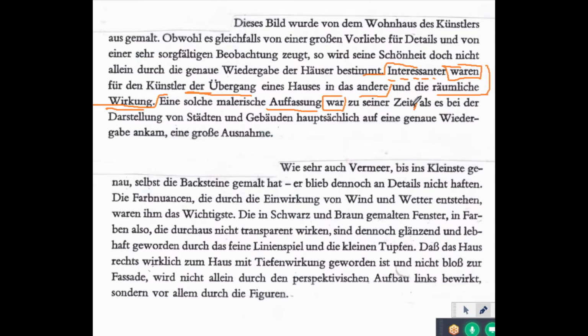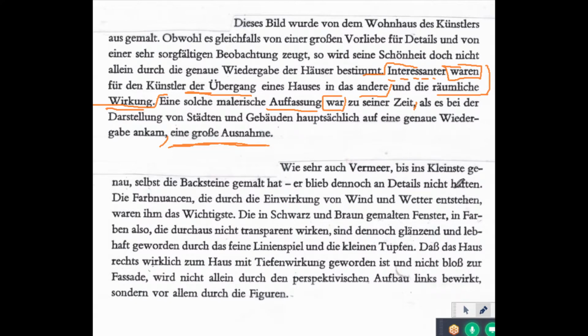And then you have a dependent clause from the comma all the way down to this comma. So where does the sentence conclude? Yeah, it concludes right here. So such a pictorial conception was at his time a great exception. So that the way that he was understanding or perceiving or imagining his painting constituted a great exception to the other painters of his time.